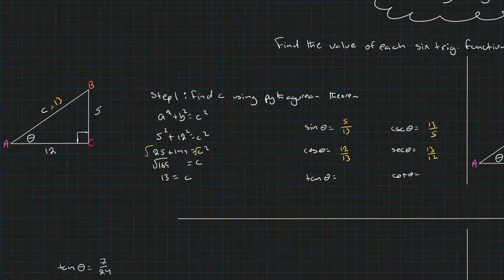So let's flip those. Tangent is going to be opposite over adjacent. And let's flip the cotangent. And there it is. That's how we find the trig ratios of a right triangle. Let's take a look at another example over here.